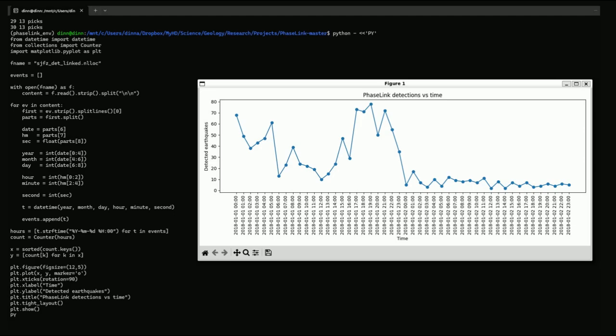This figure is a temporal detection rate plot, showing how many earthquakes were detected during successive time intervals. Each point represents the number of associated earthquake events occurring within a particular time bin. The purpose of this plot is to investigate the temporal clustering of seismic activity within the PhaseLink catalog. Several features are immediately apparent.